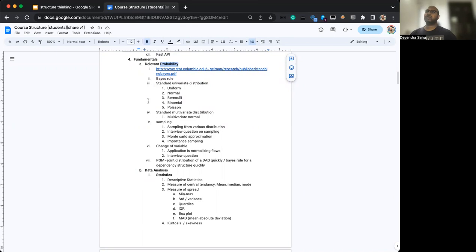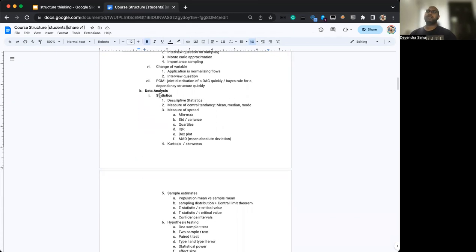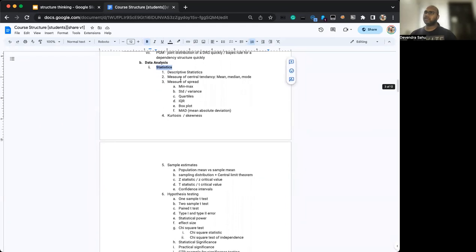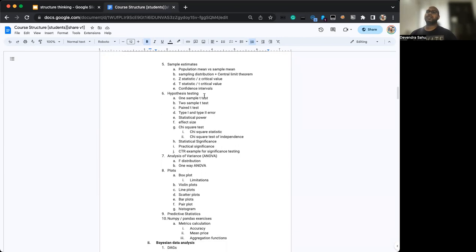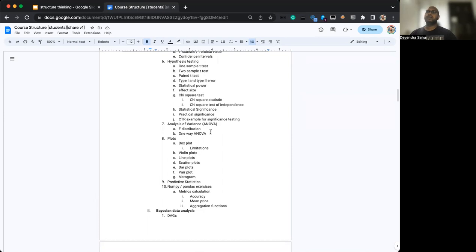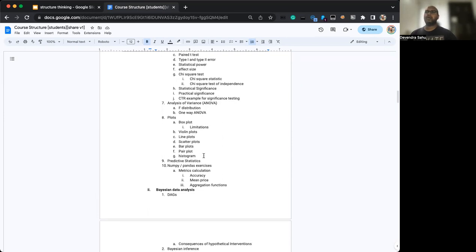So all these are work in progress, but yeah, we look at some probability, we look at data analysis and statistics. We look at descriptive statistics, measure of spread, measure of central tendency, kurtosis, we look at sample estimates, confidence intervals, hypothesis testing, ANOVA, analysis of variance. We look at various important plots to look at the data.